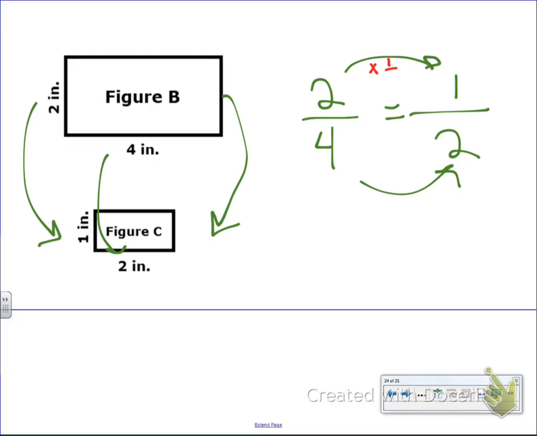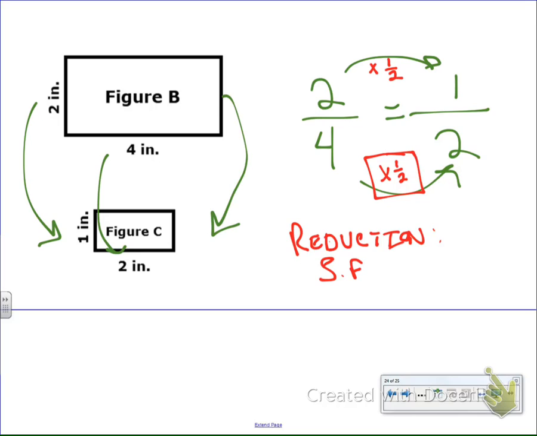For my scale factor, I actually multiplied by 1/2, because when I take half of 2, I get 1. And I did the same thing to 4. 4 times 1/2 is 2. So notice that when we got smaller, when we had a reduction, our scale factor was less than 1, and that is always going to be true. So a reduction, your scale factor is less than 1. It's less than 1. So it's going to be a fraction. Now that doesn't mean it's negative or 0. So it's less than 1 in the sense that it is a fraction.